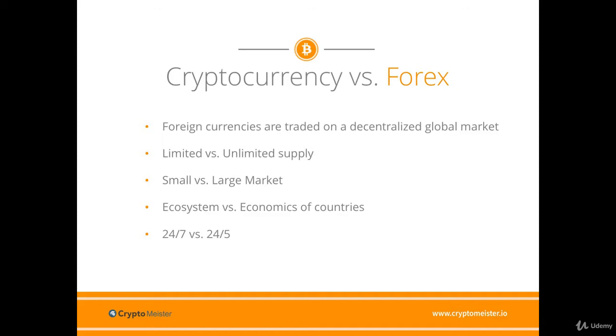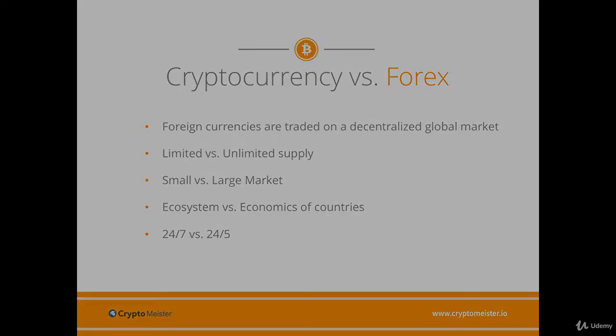A crypto coin's value is heavily influenced by the cryptocurrency ecosystem, while the forex is influenced by the economics of the individual countries that are being traded. And finally, cryptocurrency can be traded all day, every day, whilst the forex is only open Monday to Friday.